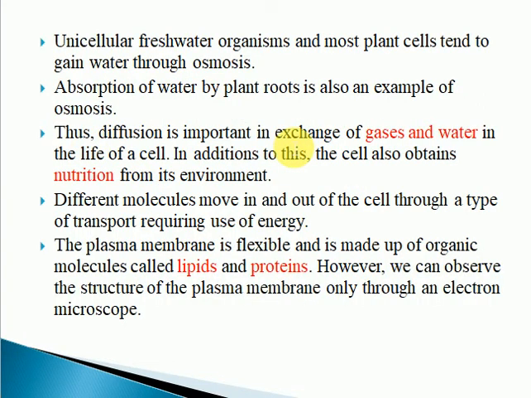Okay, next, unicellular freshwater organisms and most plants tend to gain water through osmosis. That means that when the water movement is taking place in unicellular organisms, it is taking place through the process of osmosis. And absorption of water, when it takes place through the plant roots, is also an example of osmosis.